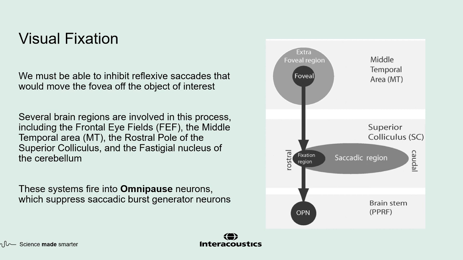There are several brain regions involved in this process, including the frontal eye fields, the middle temporal area, the superior colliculus rostral pole, and the vestibular nucleus of the cerebellum. Now, the relevant aspect here is that these systems fire into what are called omnipause neurons. And omnipause neurons sit next to the burst generator neurons in the paramedian pontine reticular formation in the pons, and they suppress saccadic burst generator neurons.